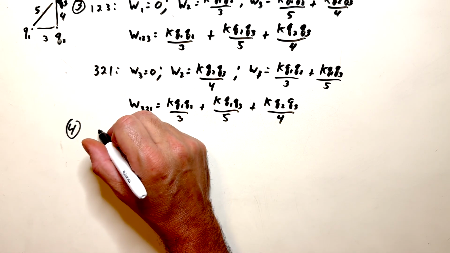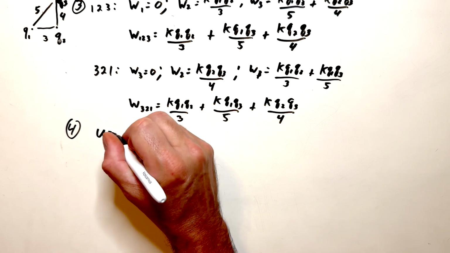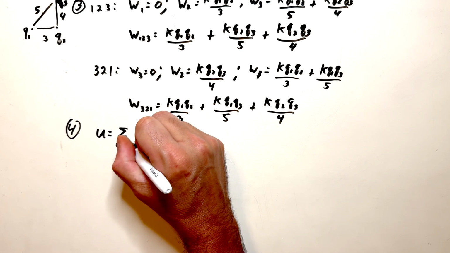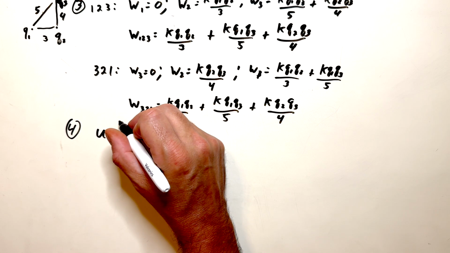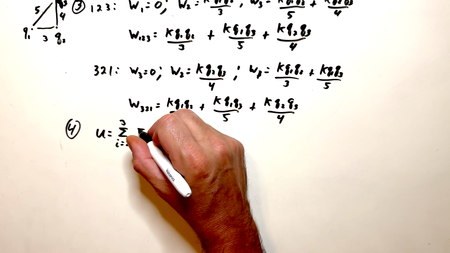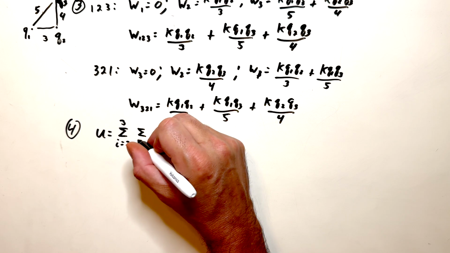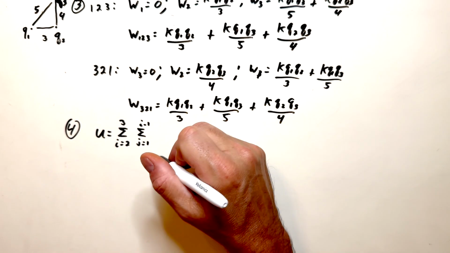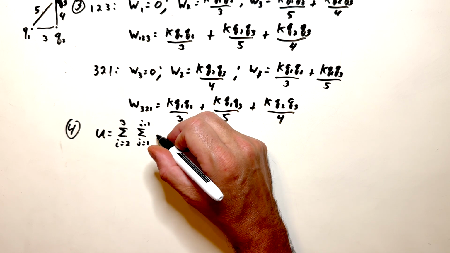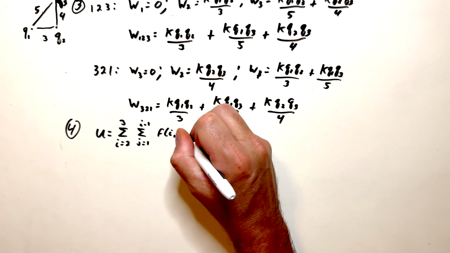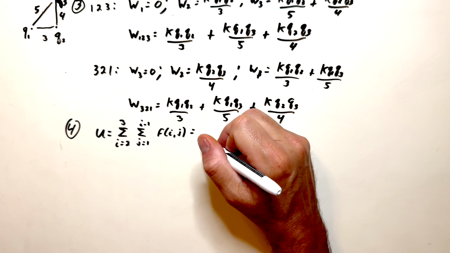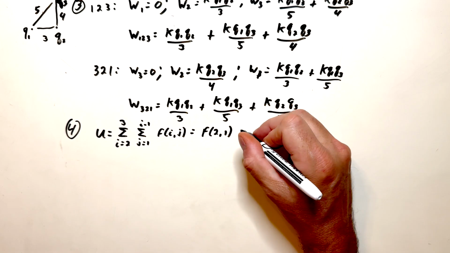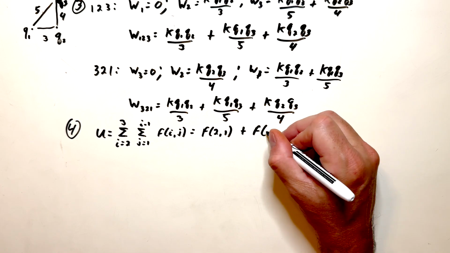So, our formula for the potential energy, U, is equal to the sum of i equals 2 to n. N is 3, so this will be a 3 on this sum. And the other part of the sum is j equals 1 all the way up to i minus 1. So that will depend on what our i value is. And I'm just going to write it as f of i comma j so that we can get these terms out. So our first term will be f of 2 comma 1 plus f of 3 comma 1.